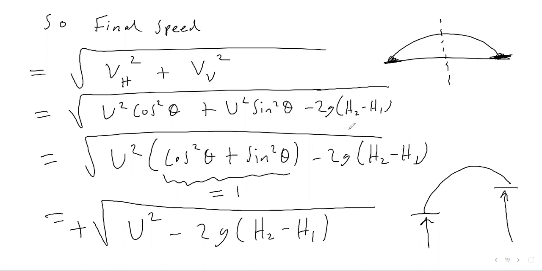So just be aware as well, they could ask you a question saying, for which values is this final speed valid? Well, it's only valid if u squared is bigger than or equal to 2g times h2 minus h1. Because if this number is bigger than that number, then you get a negative number in your square root, so you don't have a final speed. So your final speed is not defined.